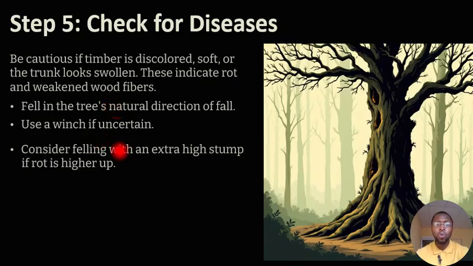You can also consider felling such a diseased tree with an extra high stump if the rot, the disease, is higher up. You can use an extra stump just to avoid the disease. All right, so this is the fifth step in felling a tree, checking whether it has disease or not, and then deciding the direction that the tree should fall.